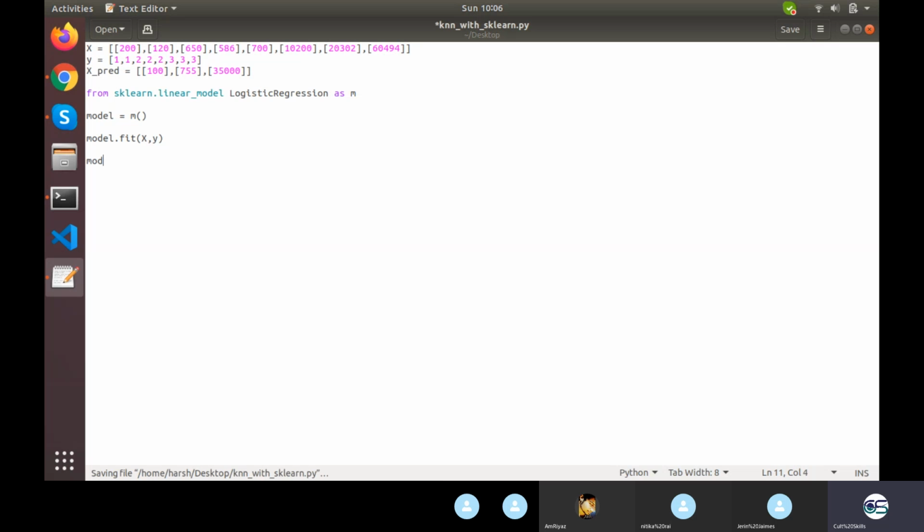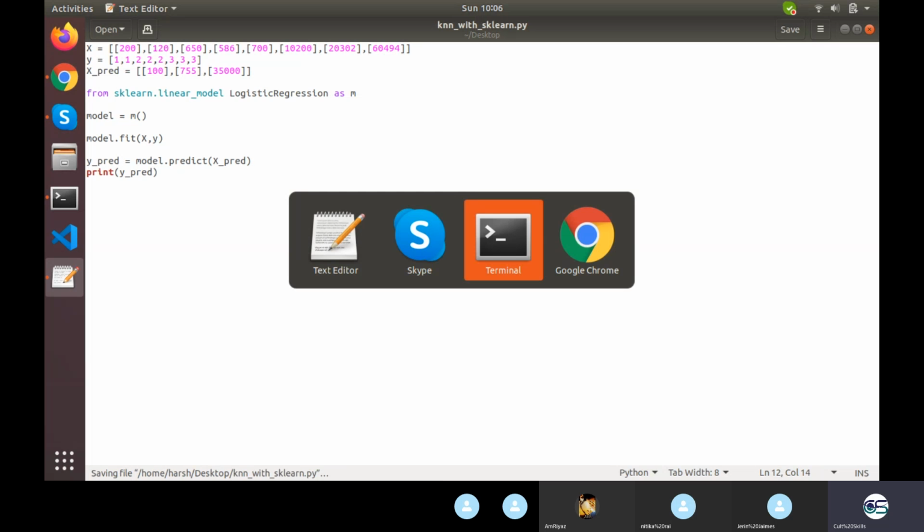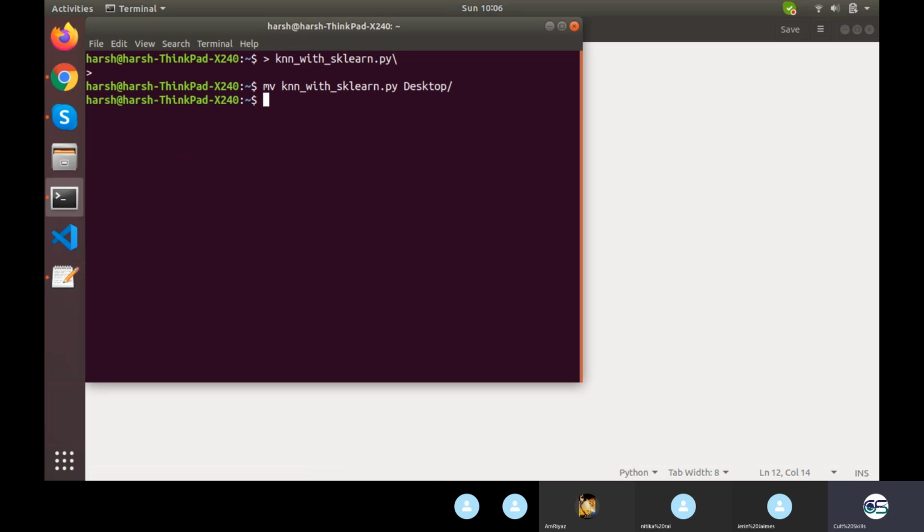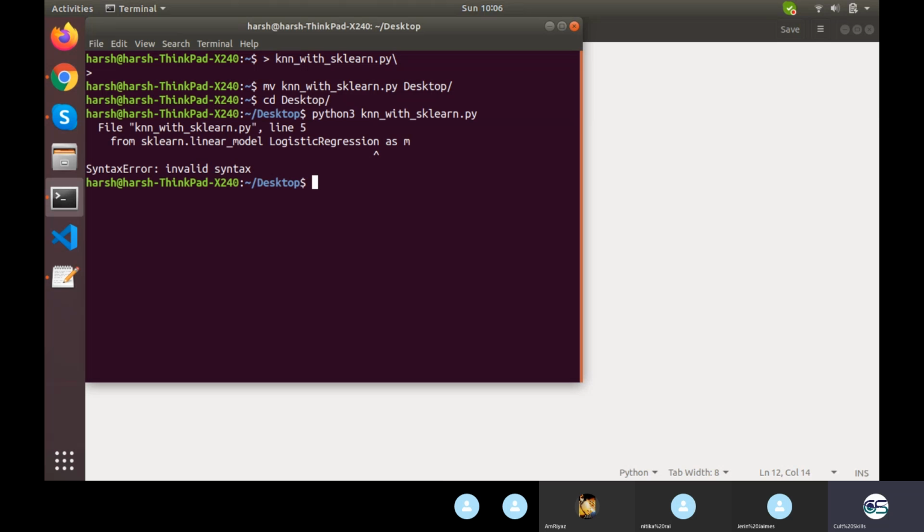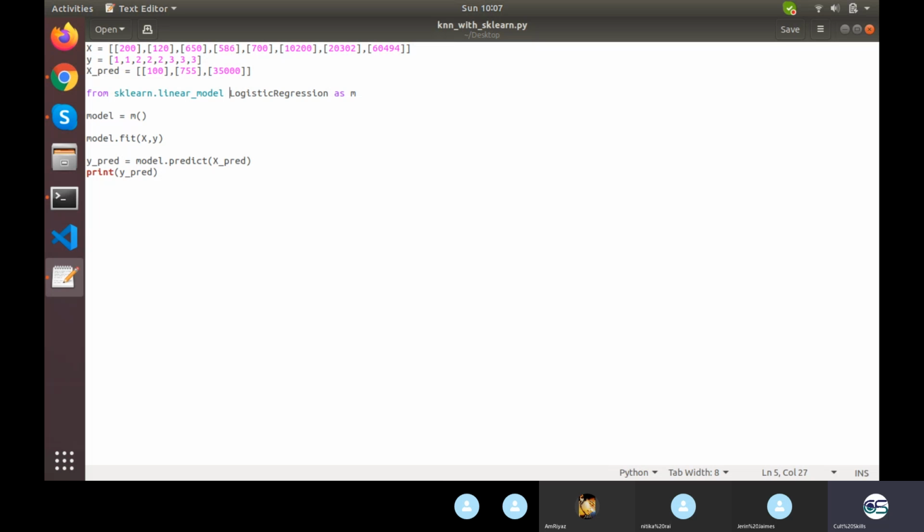Model.fit, and then at last model.predict for x to be predicted, and I'm storing this in ypred. Print ypred. That's it, simple with logistic regression. I hope I haven't committed any technical or syntactical mistake. The name of the file is knn with sklearn. Logistic regression, it is wrong. Okay, I forgot to mention import.